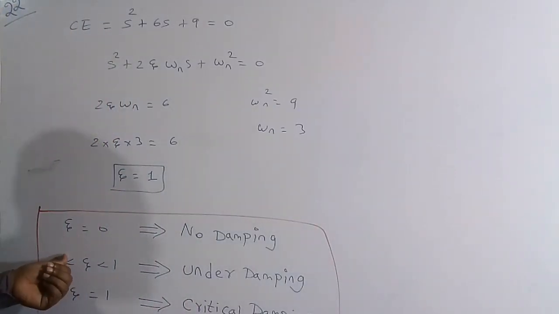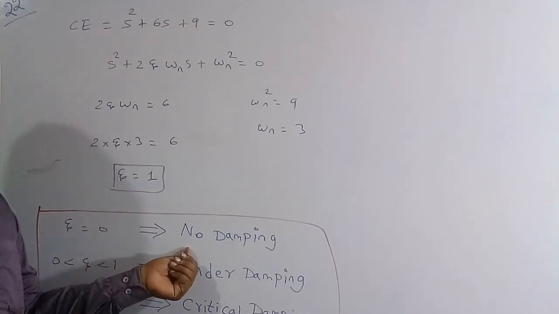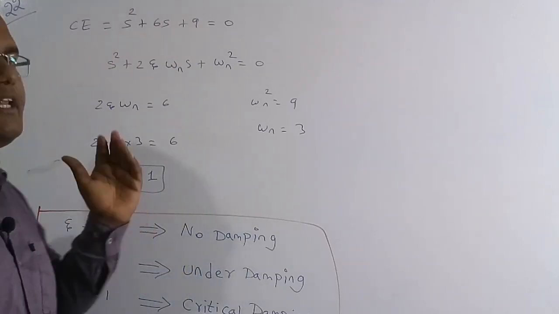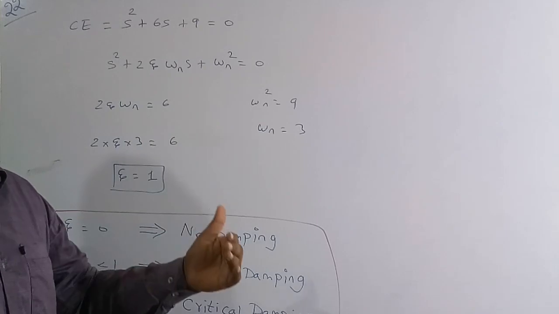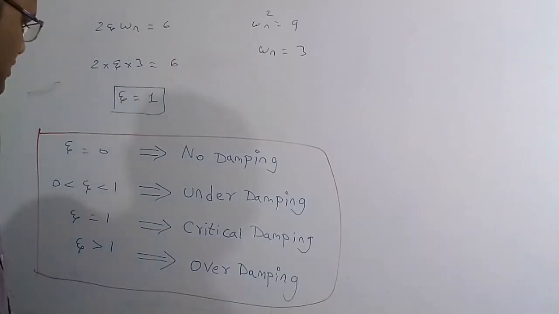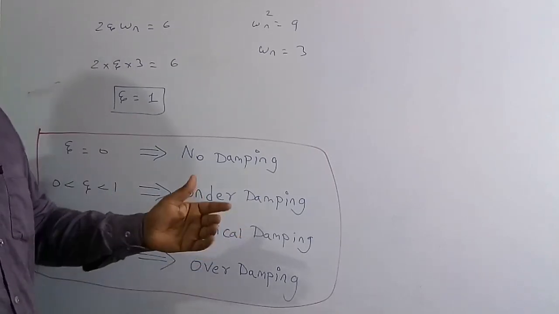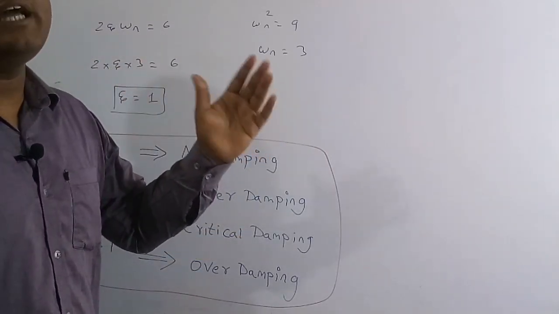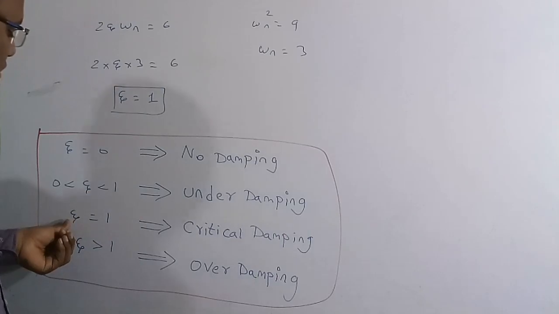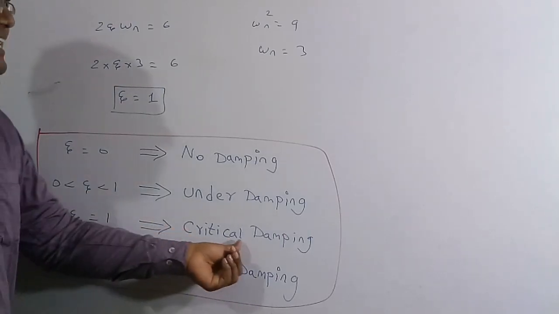Suppose zeta is equal to 0, we get a no damping system, meaning the oscillations will never die out and will always be present for an infinite duration. For 0 less than zeta less than 1, which is under damping, the oscillations reduce as time goes on. And when zeta is equal to 1, we say it's critical damping.